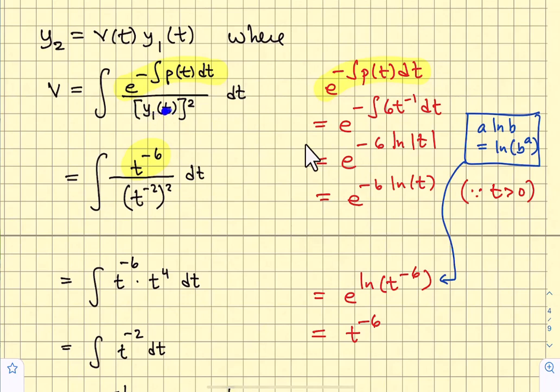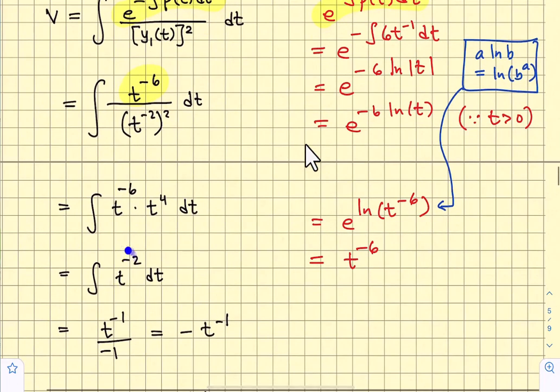The denominator, remember they told us that one solution y1 was t to the minus 2. We do need to square it. When this simplifies, we get a t to the minus 6 divided by a t to the minus 4, which is the same as multiplying by a t to the positive 4. So we get a t to the minus 2. This is a straightforward power rule to anti-differentiate. We get t to the minus 1 over minus 1. We don't need the plus c because we're just trying to find any v that works. We don't have to find every v that works. And so this gives us a minus t to the minus 1.